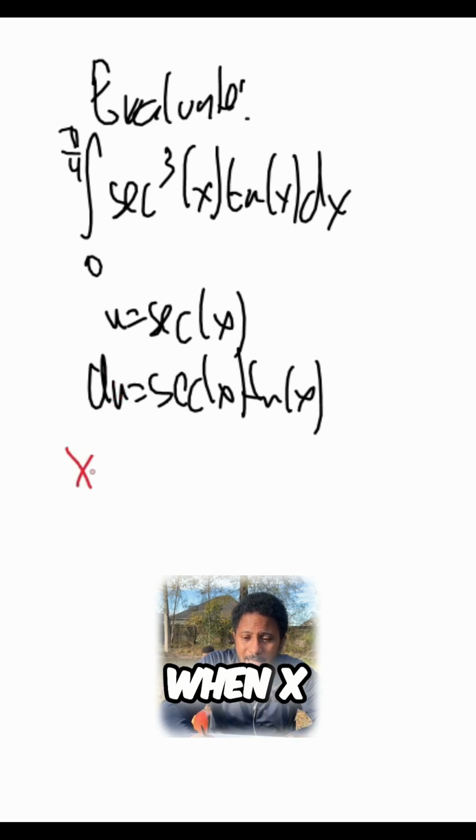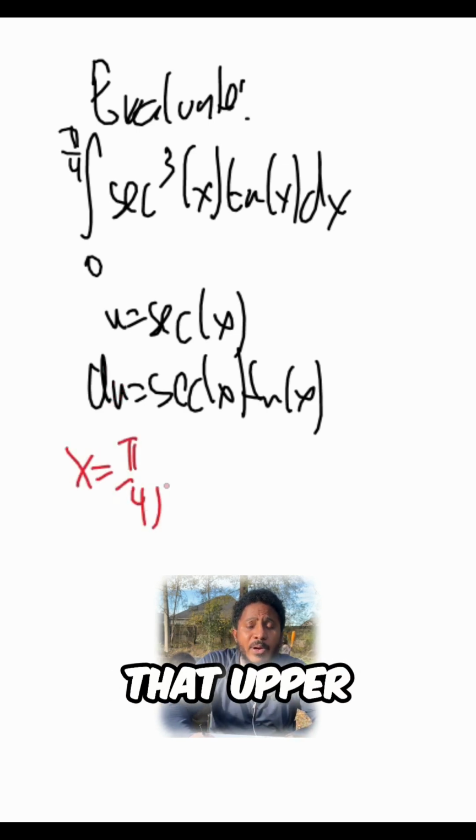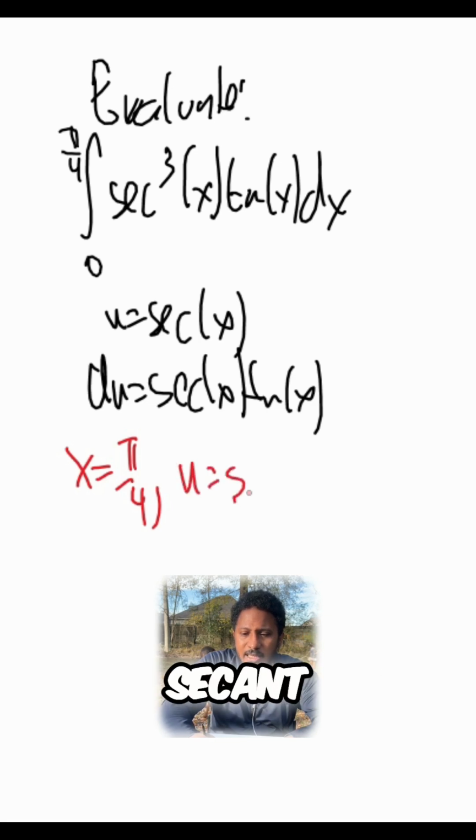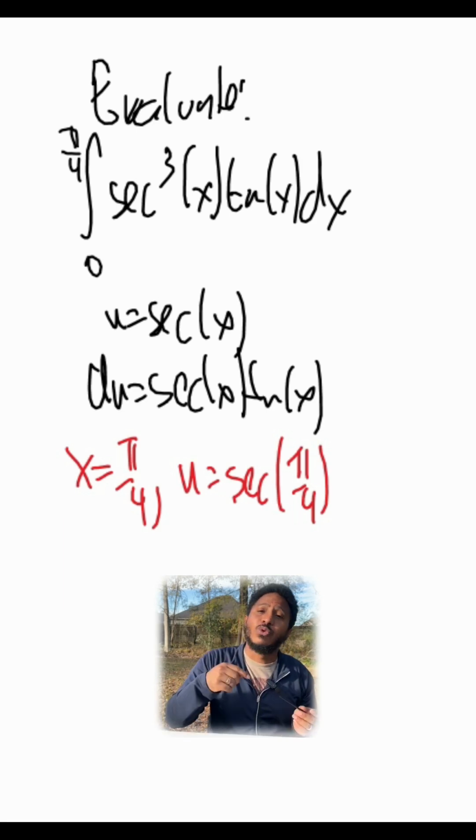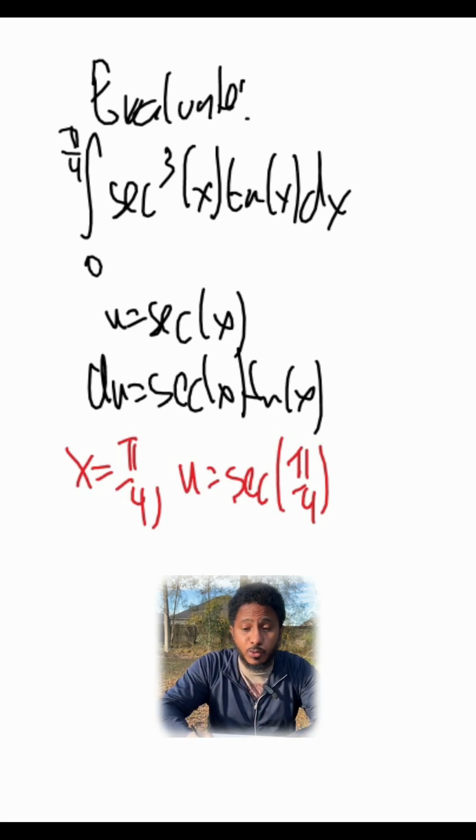So when x equals pi over 4, that upper limit, then we know that u equals the secant of pi over 4. Remember, the secant is the reciprocal of the cosine. The cosine of pi over 4 is root 2 over 2, so the secant there is just root 2.